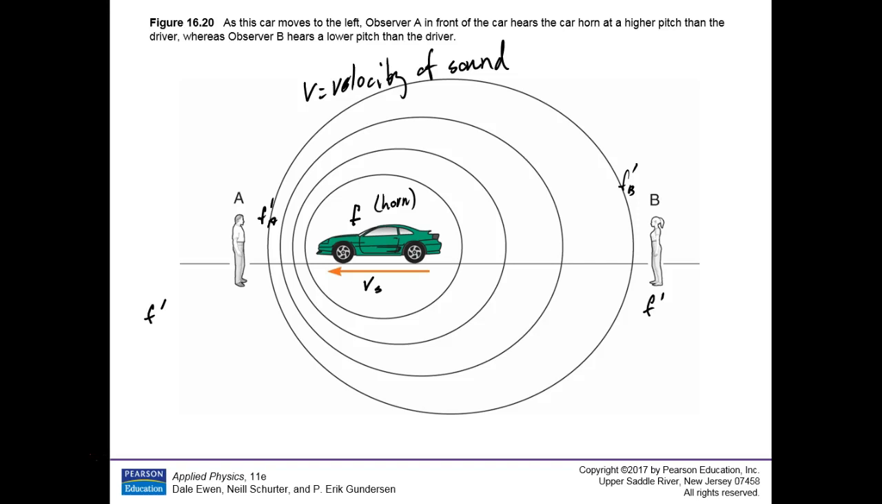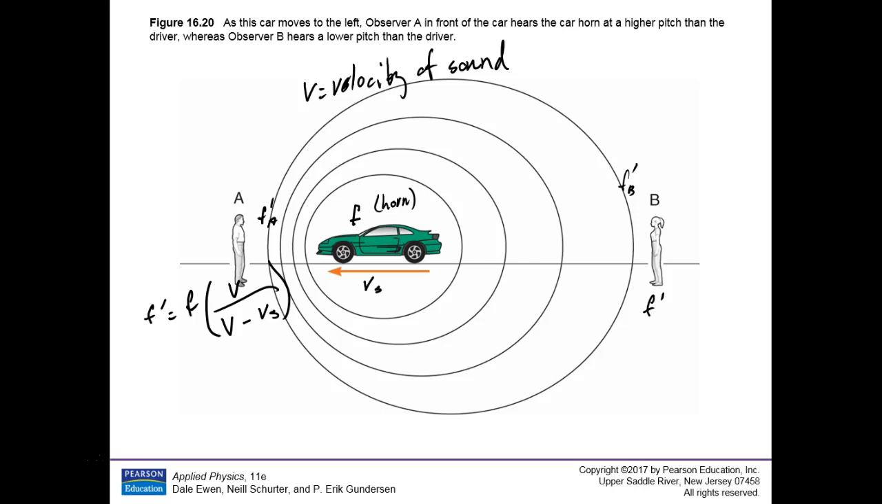Now, for this guy over here, who's in front of it, where the waves are getting compressed, his apparent frequency, the Doppler shifted frequency, is f times the velocity of sound in air, that's where he is, in air, divided by the velocity of sound in air, now for him, it's minus vs. Why minus vs? The car is getting closer to him. So the denominator is getting smaller.